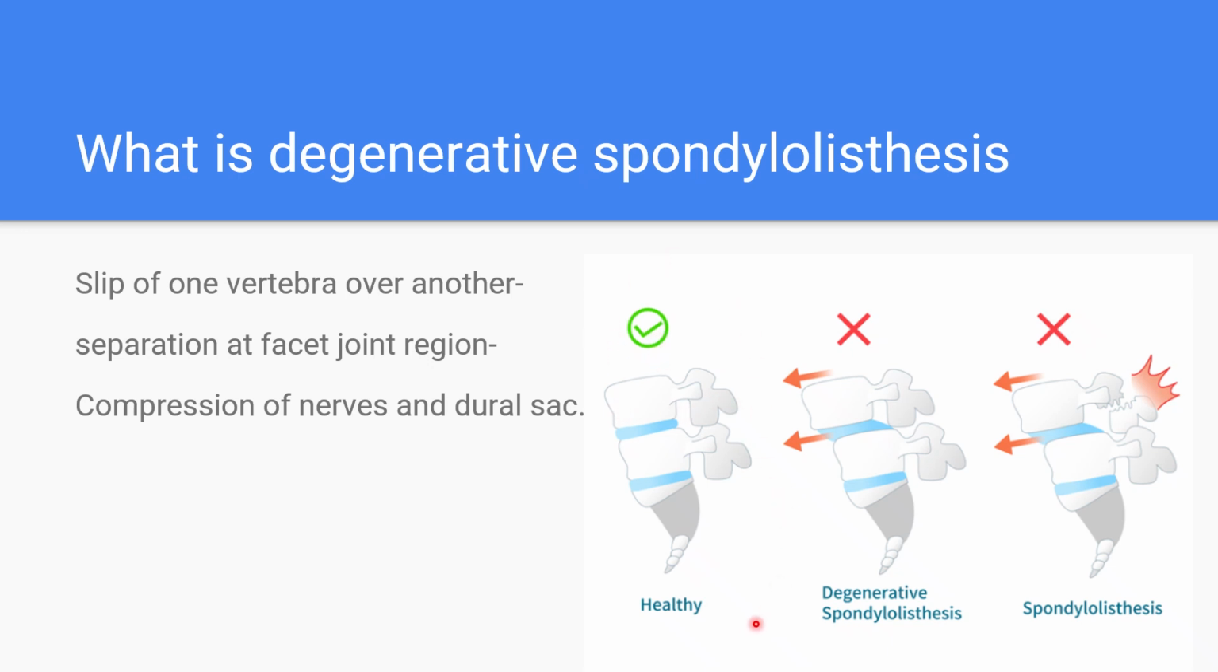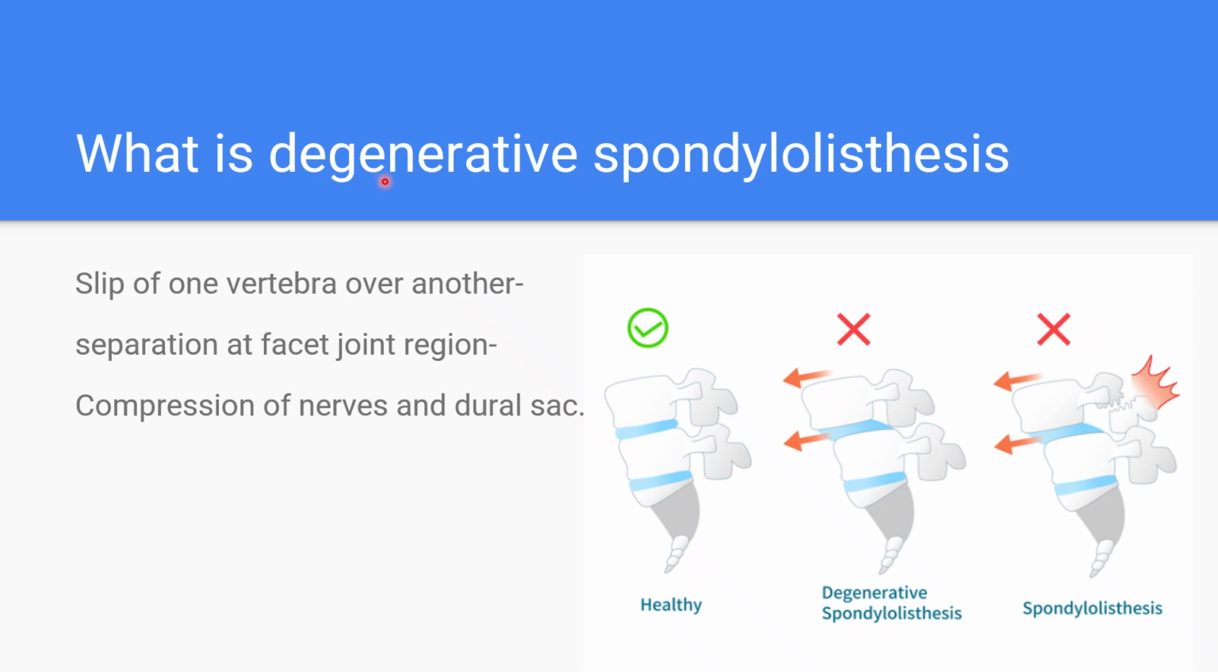Now this is a normal healthy vertebra in which one vertebra is stacked on another. So what happens in degenerative spondylolisthesis is that the whole one vertebra slips over the other vertebra, with the junction at the intervertebral disc. Now it is different from an isthmic spondylolisthesis where there is a fracture at the pars interarticularis and then there is a slip forwards.